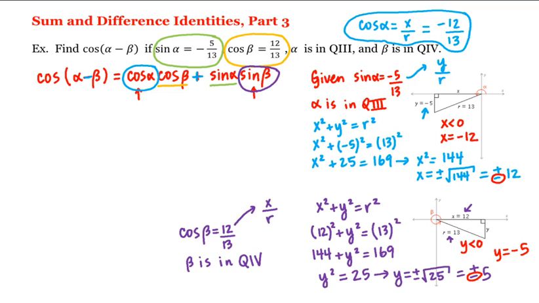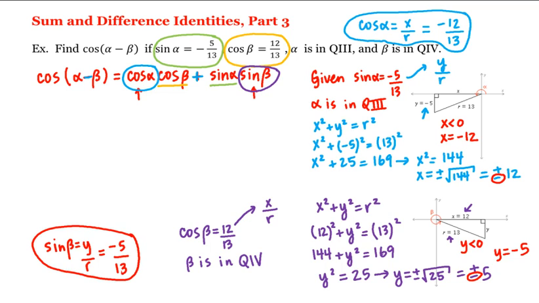Now remember, we need to find sine of beta. So let's compute that over here on the left. Sine of beta is equal to y divided by r, which is equal to this negative 5 divided by 13. Okay, and now we have all the pieces to compute cosine of alpha minus beta. In other words, looking up here on the right, we found cosine of alpha, so we know that. We're given cosine of beta, as well as sine of alpha. And looking down here on the left, we just found sine of beta.